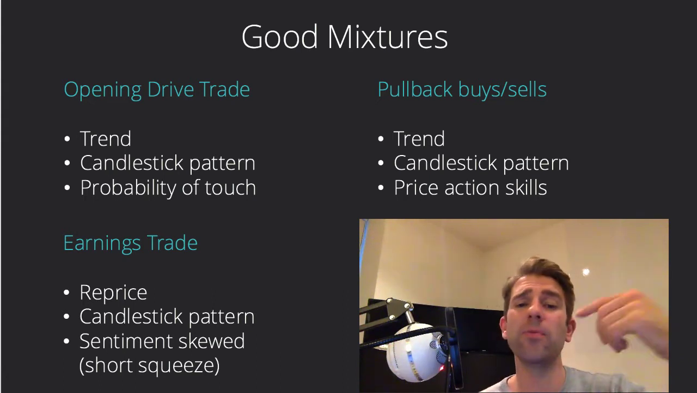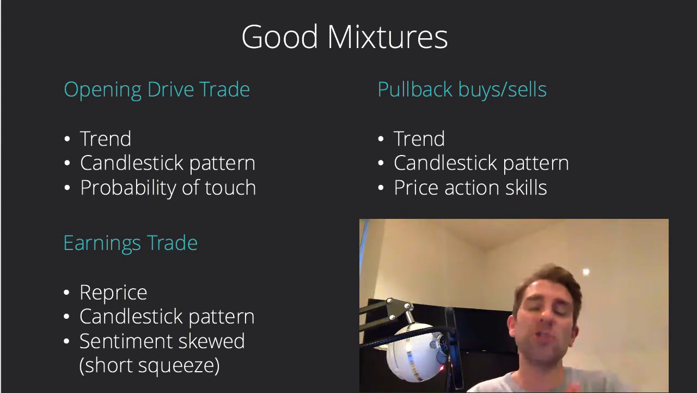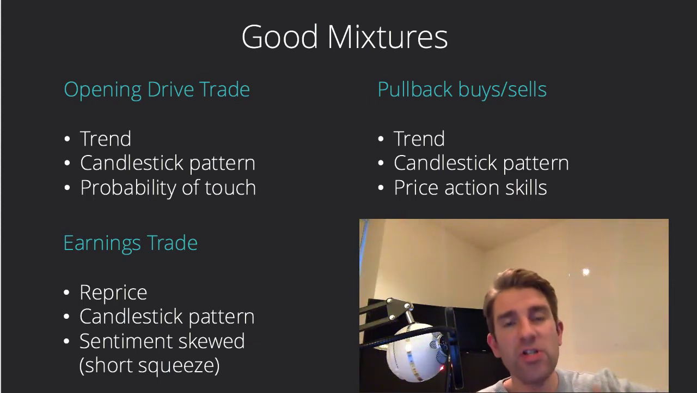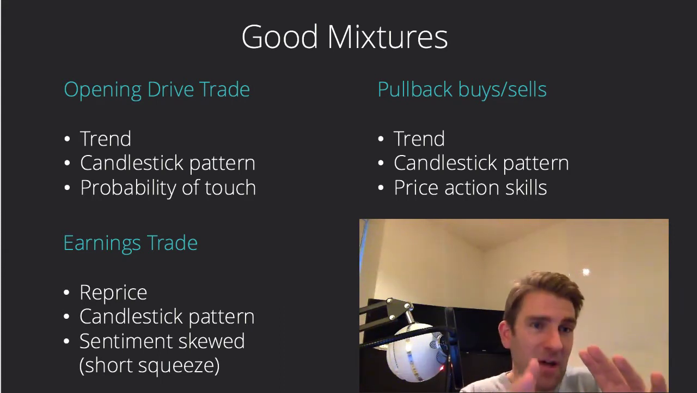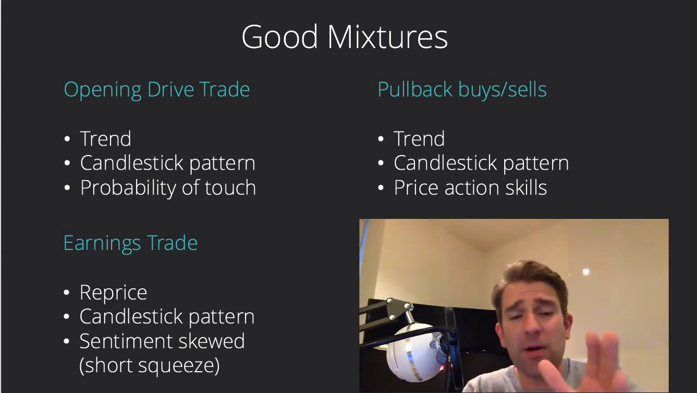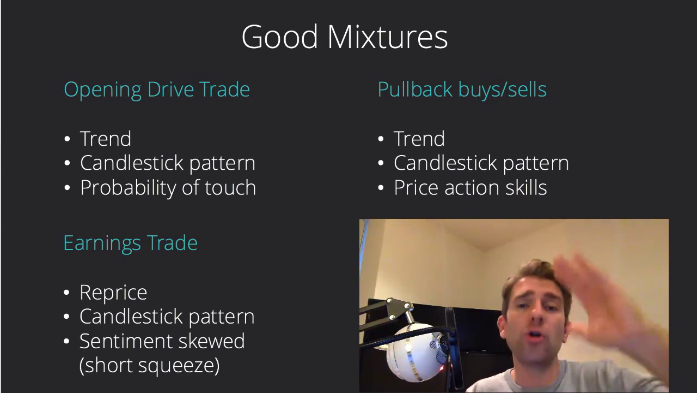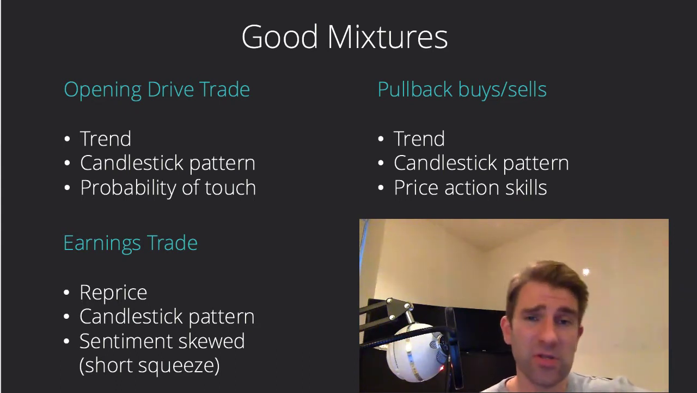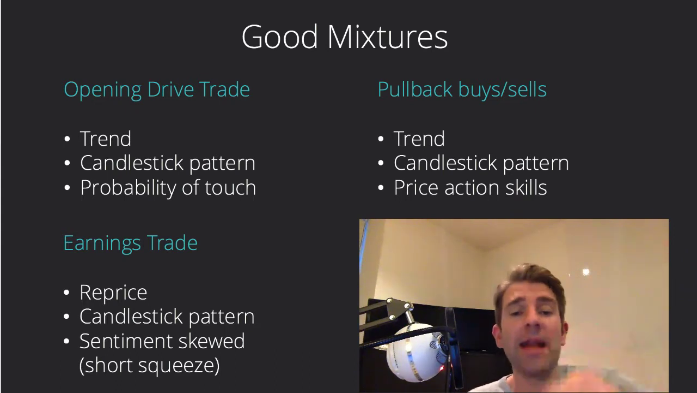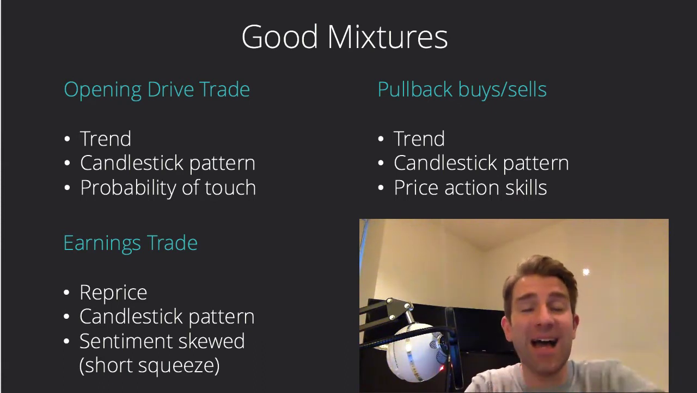The second one I've got for you is the pullback buys and sells. Again, a very similar thing, but more of a swing trading thing. You're pushing up, the trend's in your direction. You have a candlestick pattern, or it could be support and resistance; they're interchangeable in this example. Good trend, pulling back, candlestick pattern, like we had with those examples from Amazon and Twitter. And now you use price action skills. So maybe you've got an edge where you can look at the actual intraday price action and use that as a leg to get in.